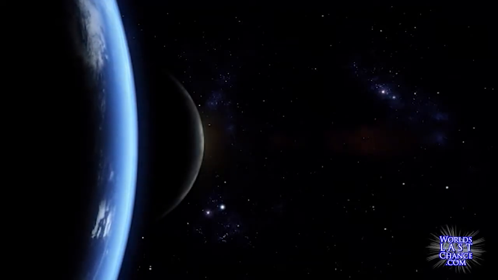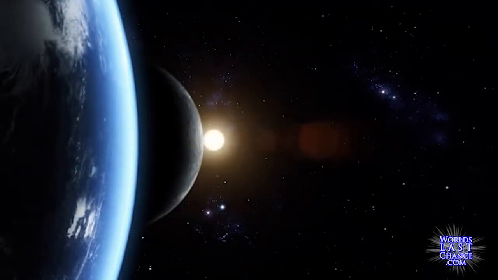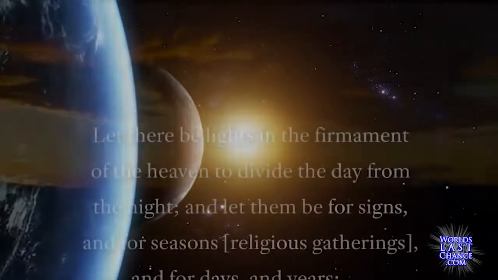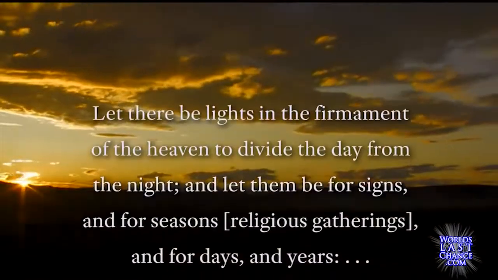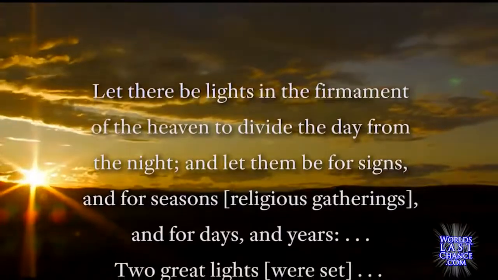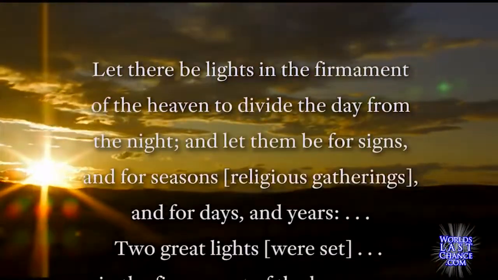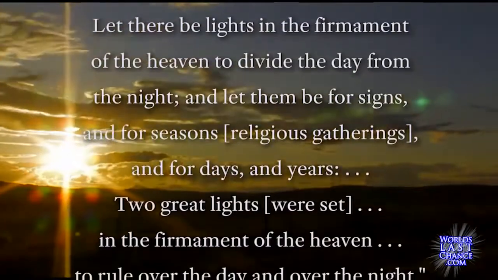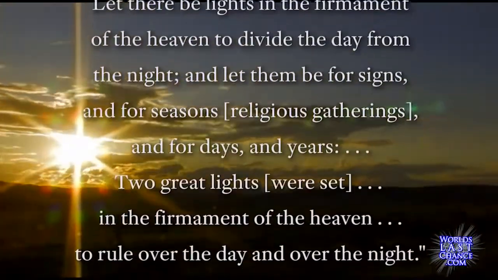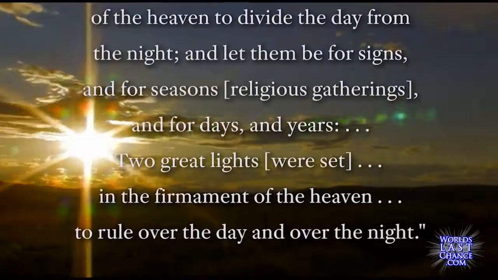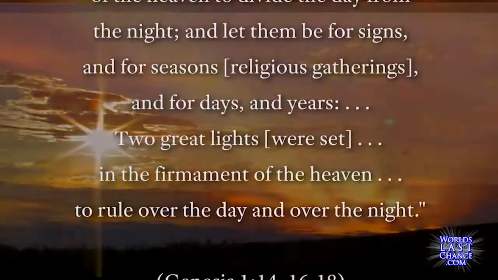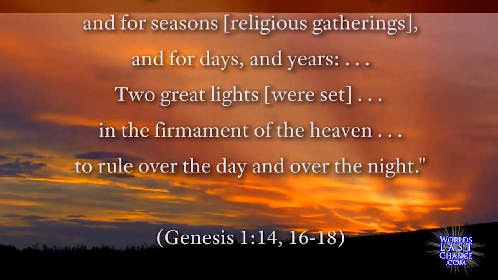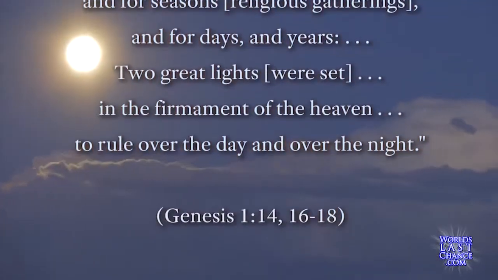In the beginning, the Creator designed the movement of the sun and the moon to measure time. "Let there be lights in the firmament of the heaven to divide the day from the night, and let them be for signs and for seasons, religious gatherings, and for days and years." Two great lights were set in the firmament of the heaven to rule over the day and over the night.